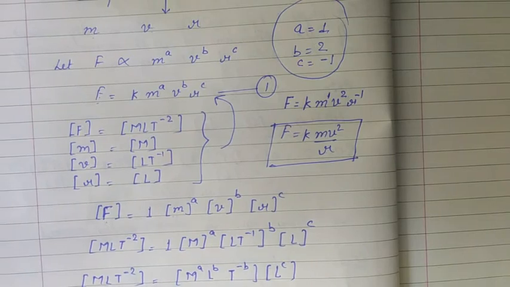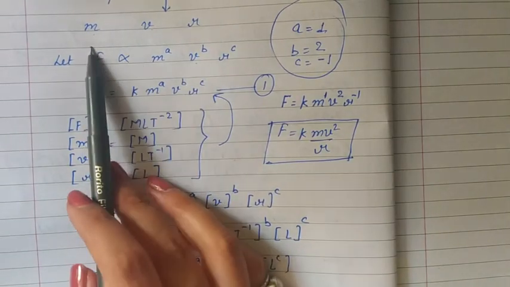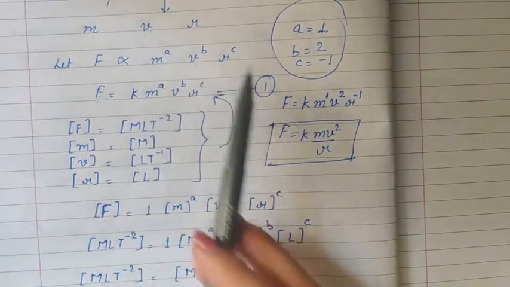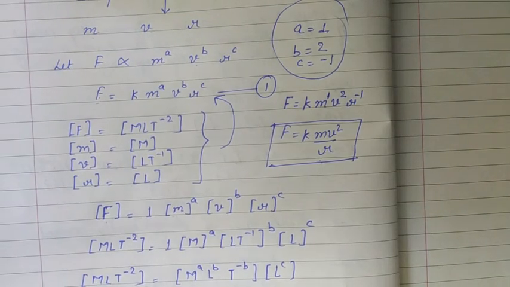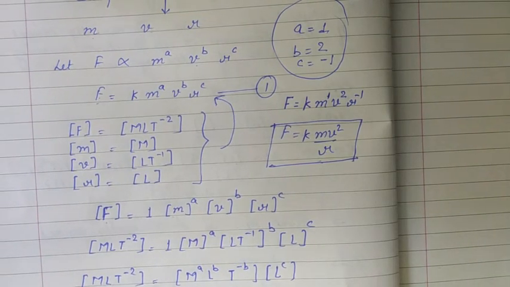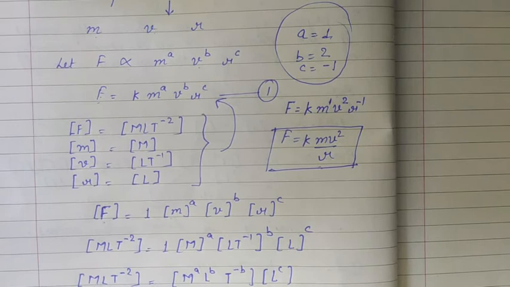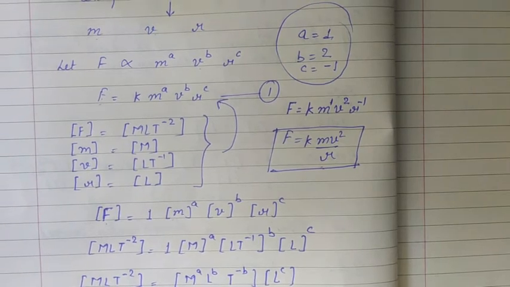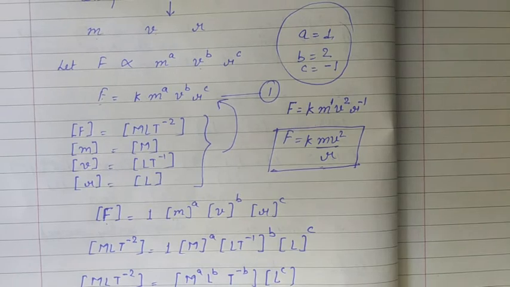So if we know the factors that the force depends on, m, v, r, we just know the factors and we derive its formula. So this is the application, use of dimensional analysis, use of dimensions, that by using them we can find the expression for that physical quantity by just knowing the factors on which that quantity depends. Let's see one more example to understand this.